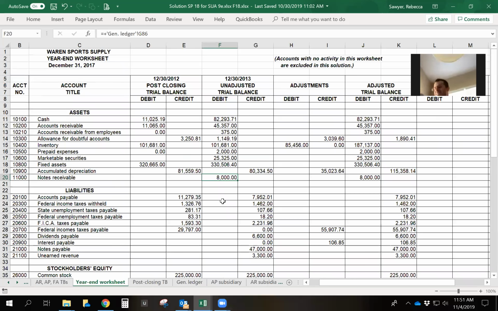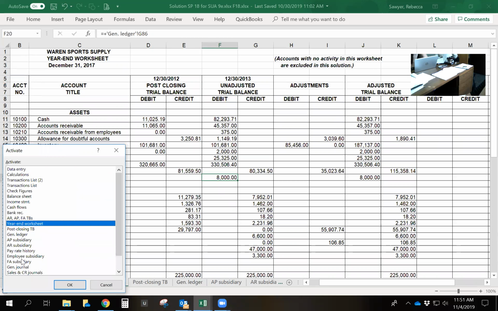No. 8,000. And we actually wrote them a check. If you look in your cash receipts or cash disbursements journal, you actually wrote them a check. Is that a negative 8,000? Mm-hmm.